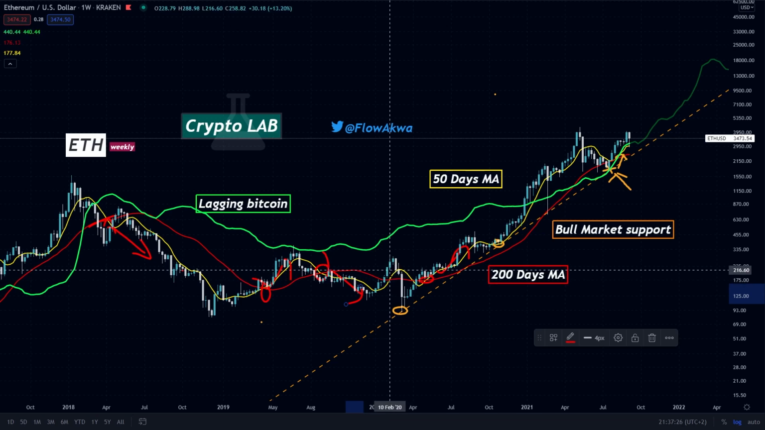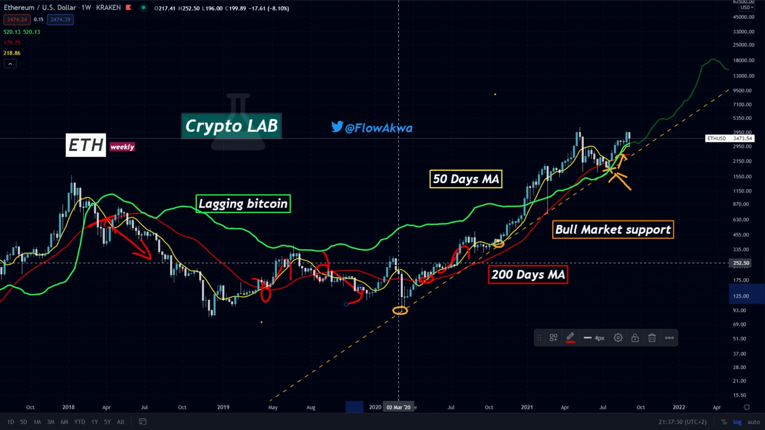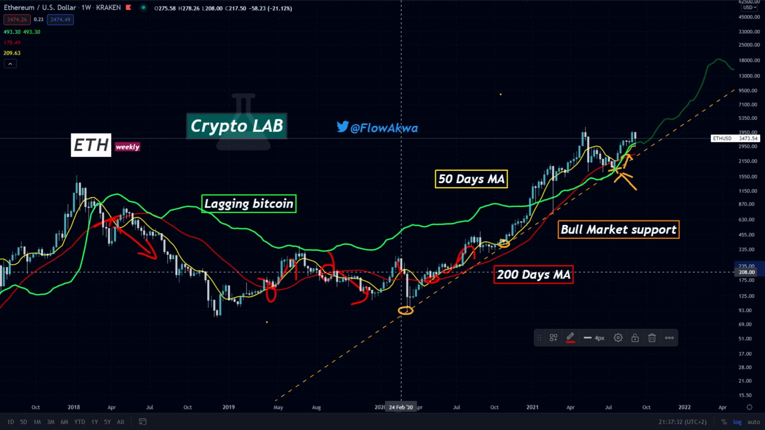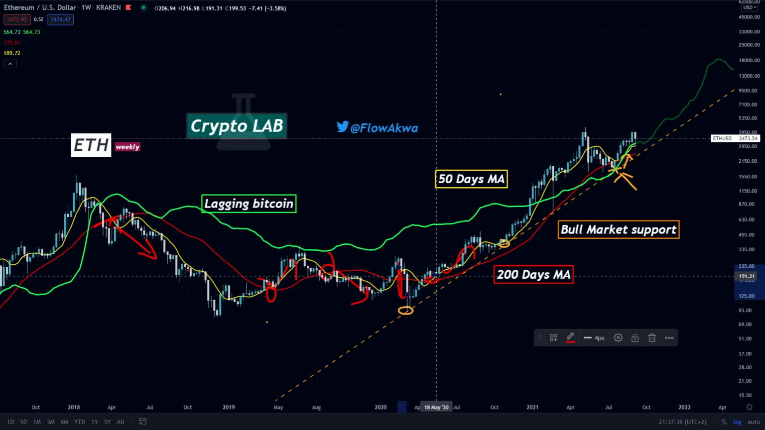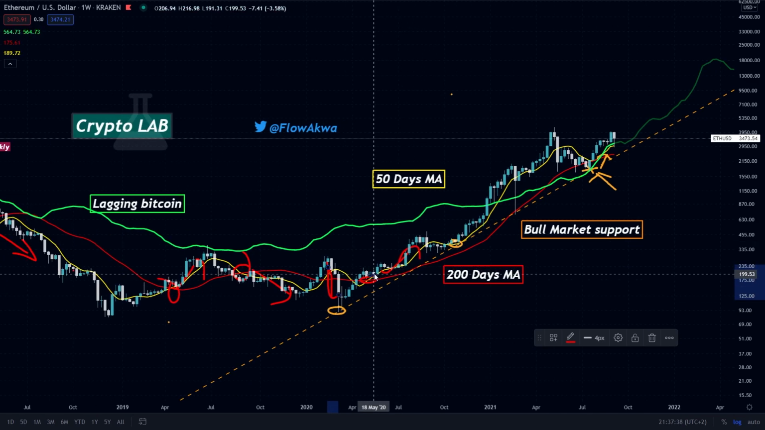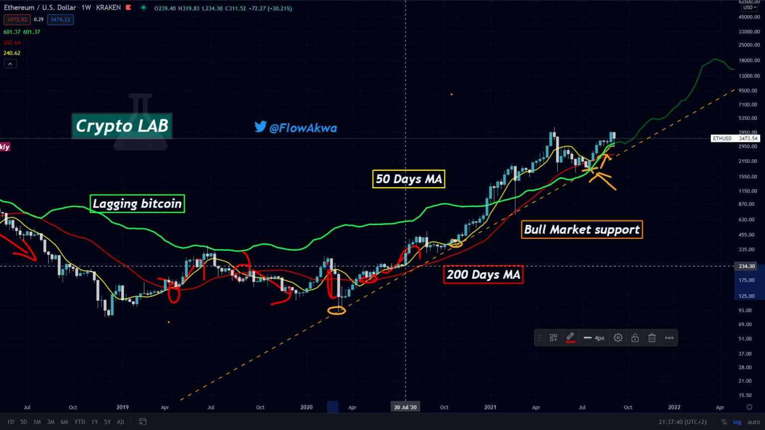Here we have a fake out. It was a golden cross, but it was a COVID crisis and we went straight down. Okay. And after this, we have a real golden cross and we went up.